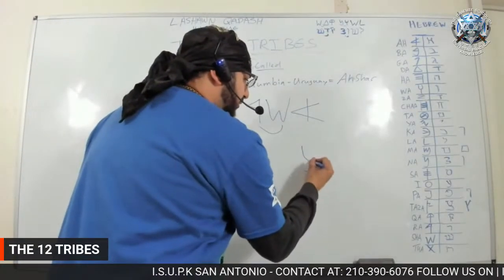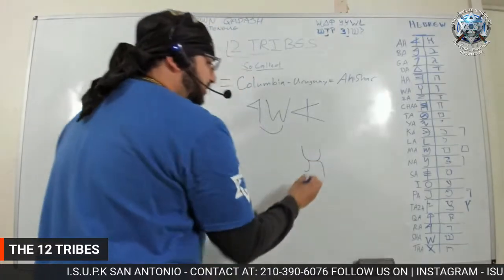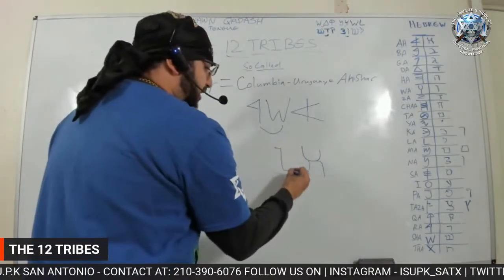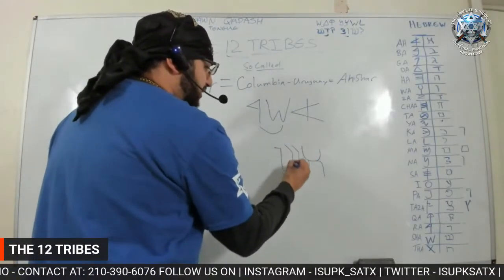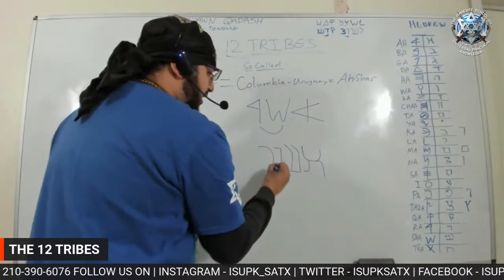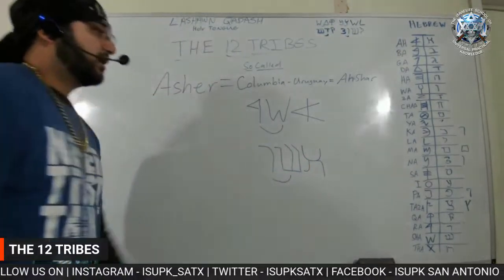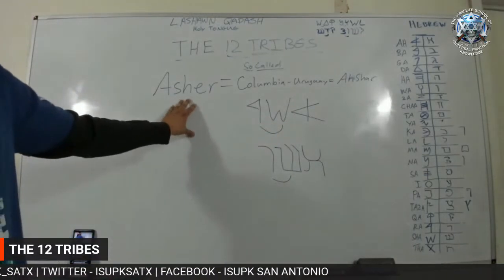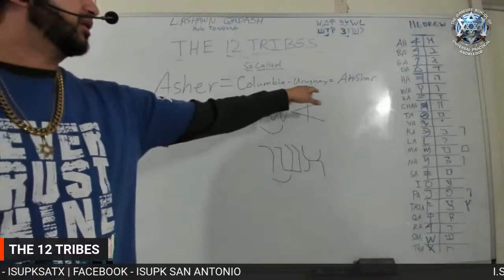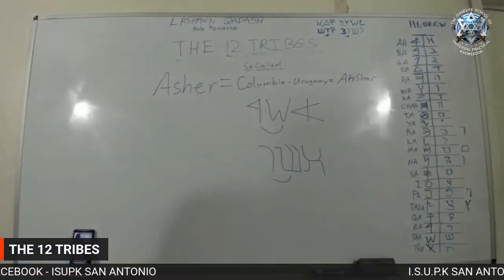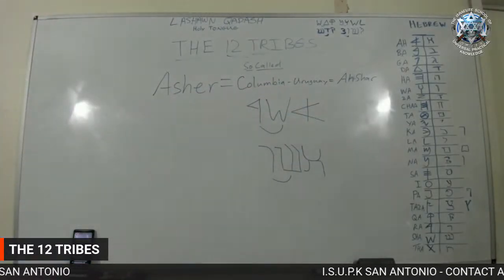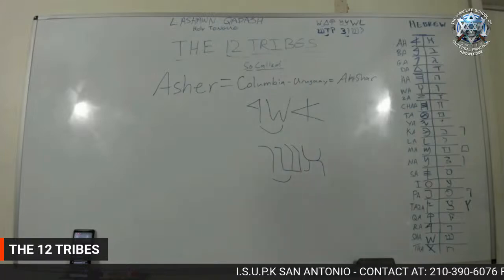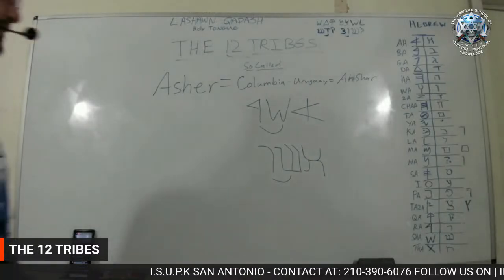Ashar. Now we're doing this in the Assyrian. Then you have your Shah. Boom. Just like that. And then you have your Ra. Boom. Just like that. Ashar. Got your tribe here. Asher. From Colombia to Uruguay. That's Ashar.